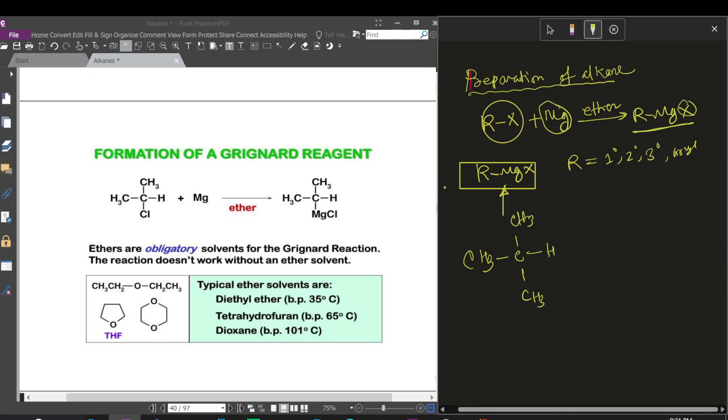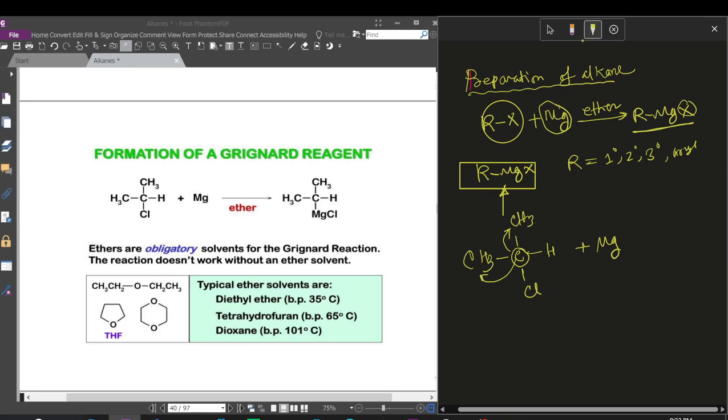because here you see that the carbon is attached directly to another three carbons. So this is the tertiary alkyl. If we replace one of these with a halogen, this will be an alkyl halide. So if we replace the CH3 with Cl, this is the alkyl halide.